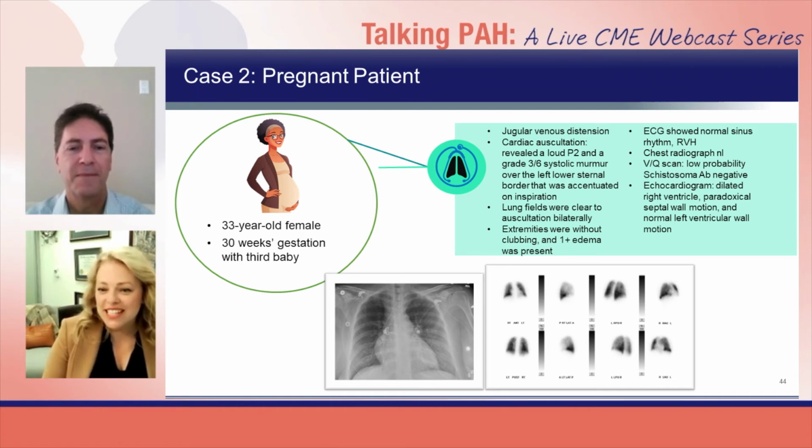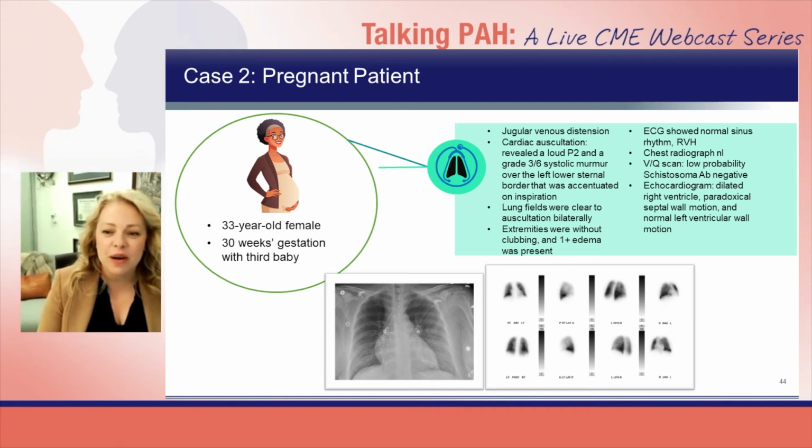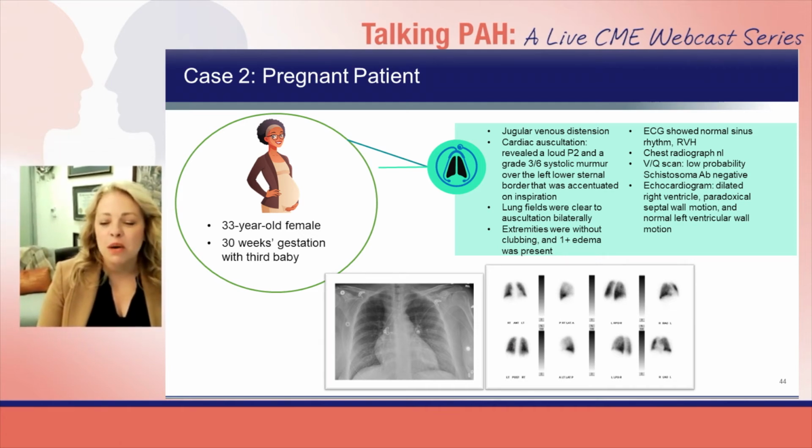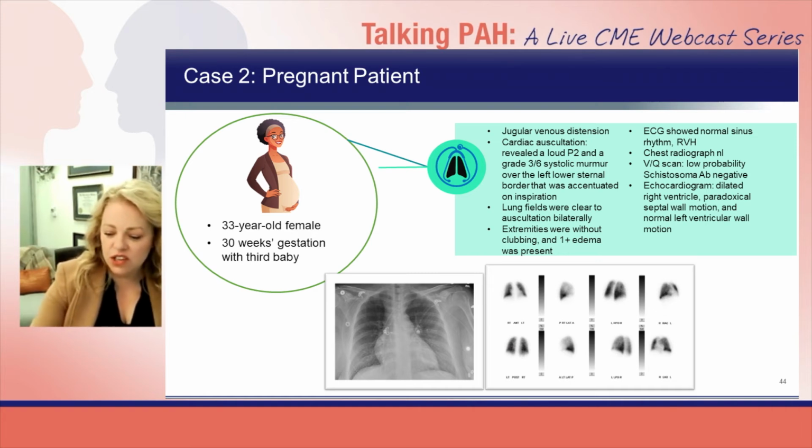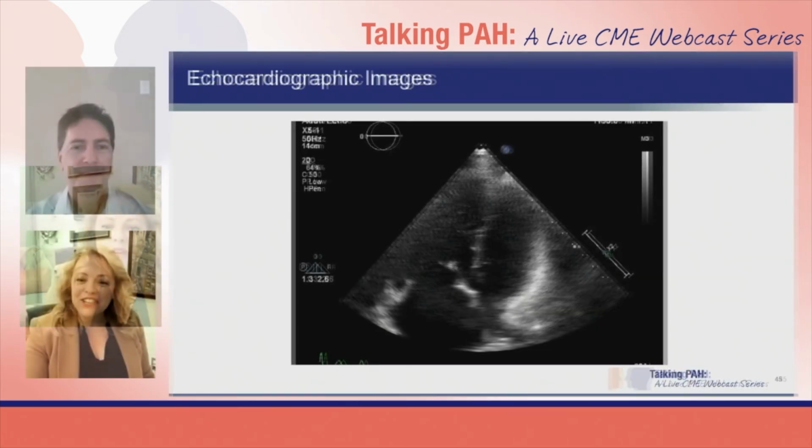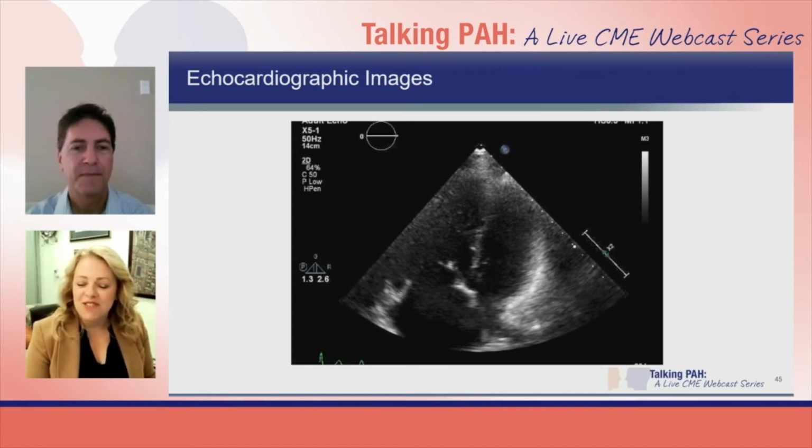Moving on to her other testing, she has an echocardiogram showing a dilated right ventricle, paradoxical septal wall motion, and normal left ventricular function, which is good because you always have to also look for patients who have myocarditis at pregnancy. And she did not have evidence of that. Here's her echocardiogram. Ron, since you're the cardiologist, would you go ahead and read that for me?